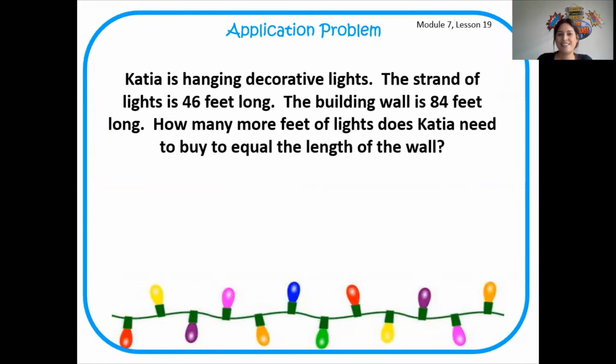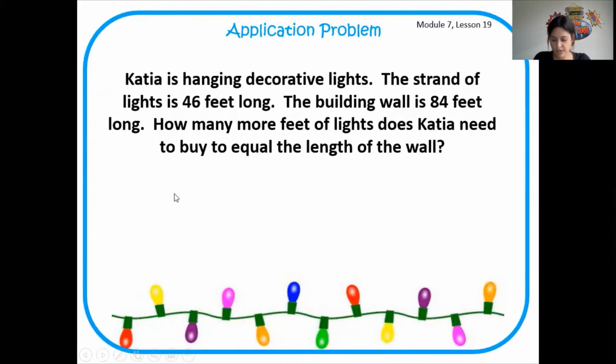Again, if you need to pause the video, go ahead and pause it. It says, Katya is hanging decorative lights. The strand of lights is 46 feet long. The building wall is 84 feet long. How many more feet of light does Katya need to equal the length of the wall? So remember, go ahead and draw your tape diagram.